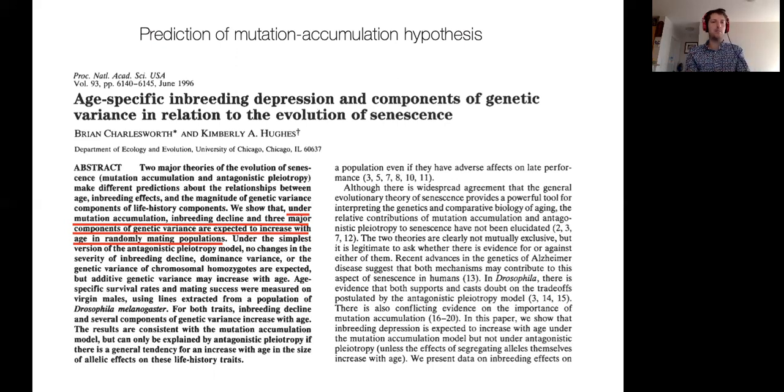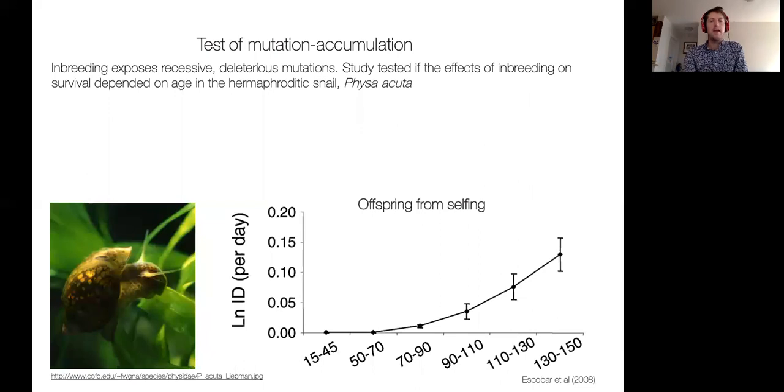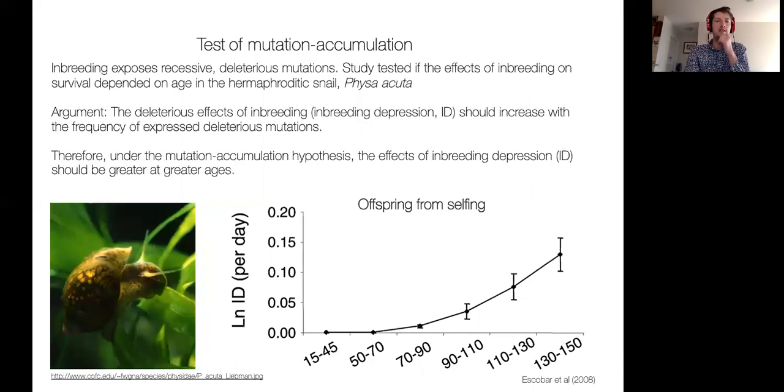So now let's see if we can test some predictions. Here's a paper that went through a mathematical model and came up with some predictions. They said under mutation accumulation, inbreeding decline and three major components of genetic variance are expected to increase with age in randomly mating populations. And there's a test of this with these snails.